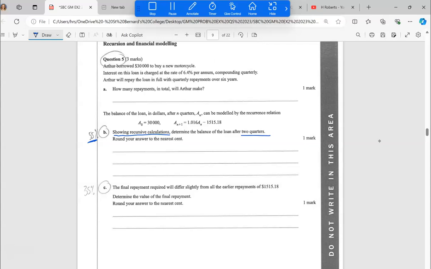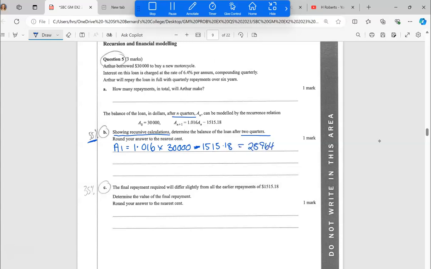So this was a formula for quarters. So you must show all working out. So you've got to say like A1 would be 1.016 times the one before, which is 30,000. Then minus 1515.18, and then you get your answer.